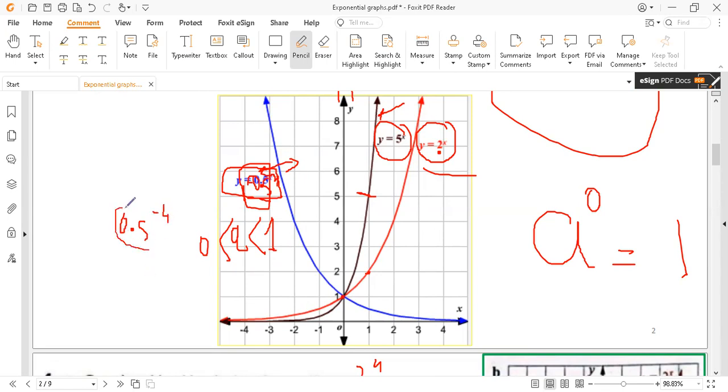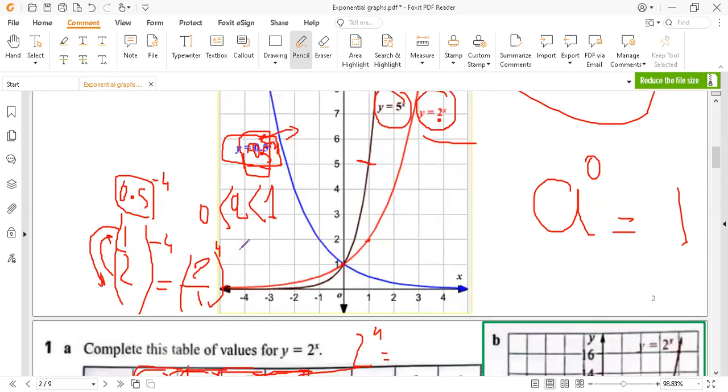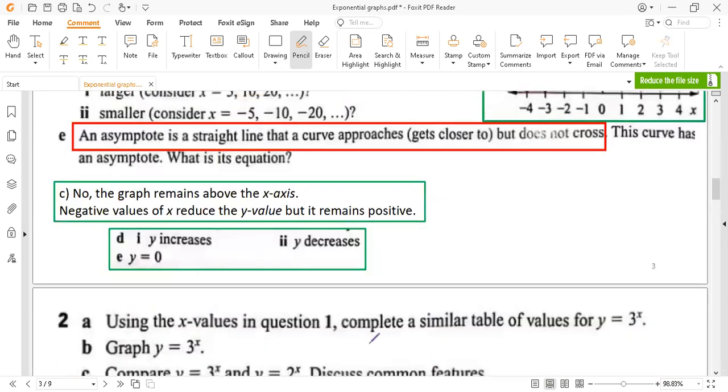Because 0.5 is like a fraction, 1 over 2, and if we put a negative exponent, for example -4, we know that the negative exponent reverses the positions. So we obtain 2 over 1 power 4, which is 16 over 1. 1 power 4 is 1, so 16. So we have a greater value when a is between 0 and 1, and we have a decreasing curve. So it is all true. Okay?